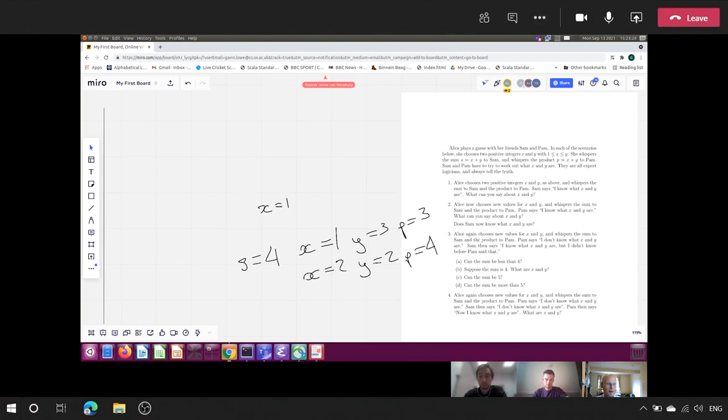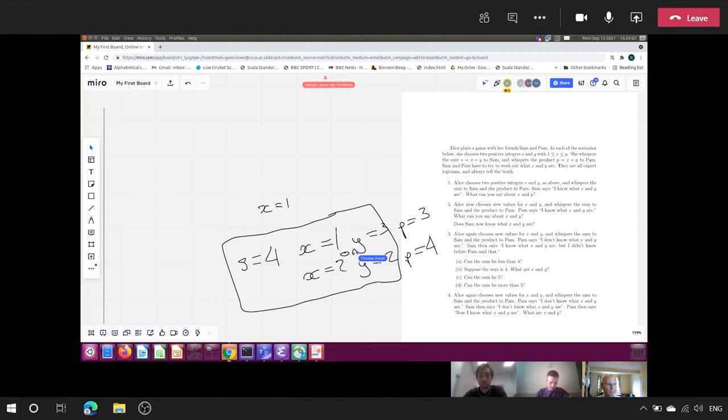Right, so by the fact that Pam doesn't know what x and y are, we can eliminate x equals 1, y equals 3. And in the case of... so how does Sam now know what x and y are? Well, Sam knows that the sum is 4. So in effect, before Pam says anything, Sam knows that either x equals 1 and y equals 3, or x equals 2, y equals 2.